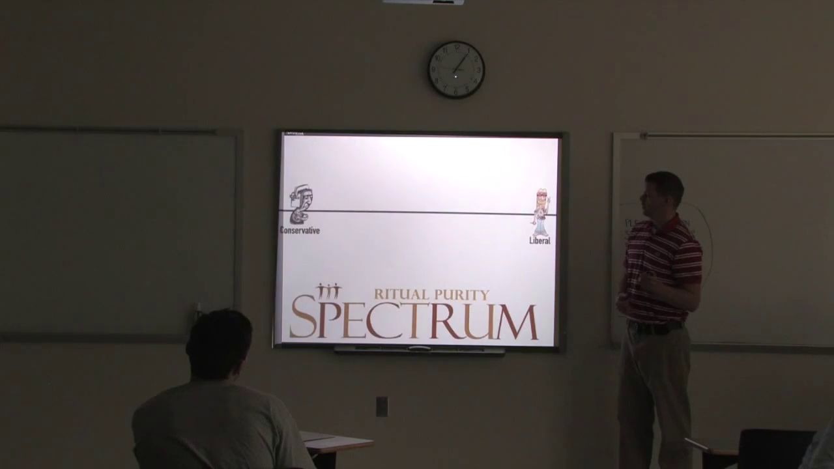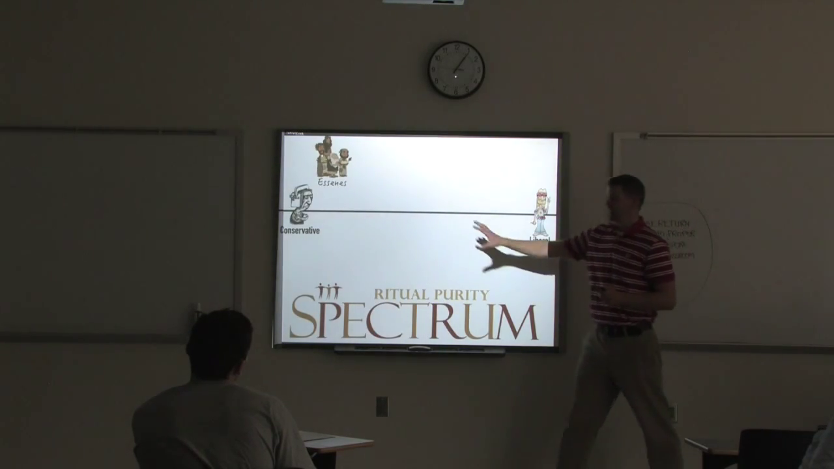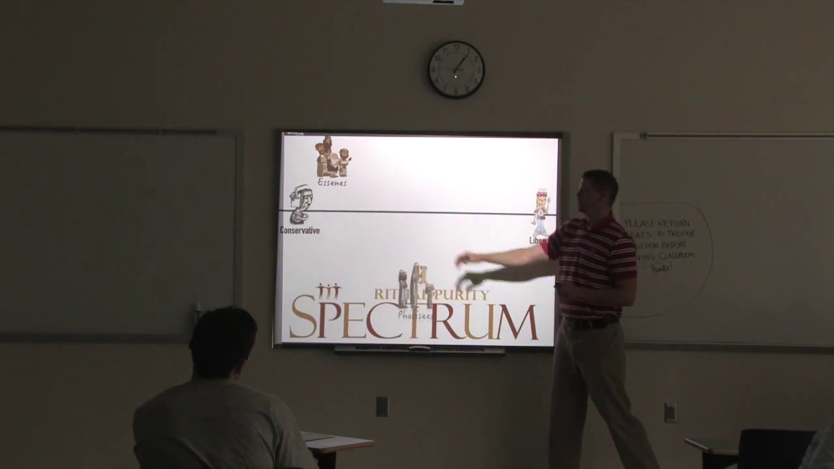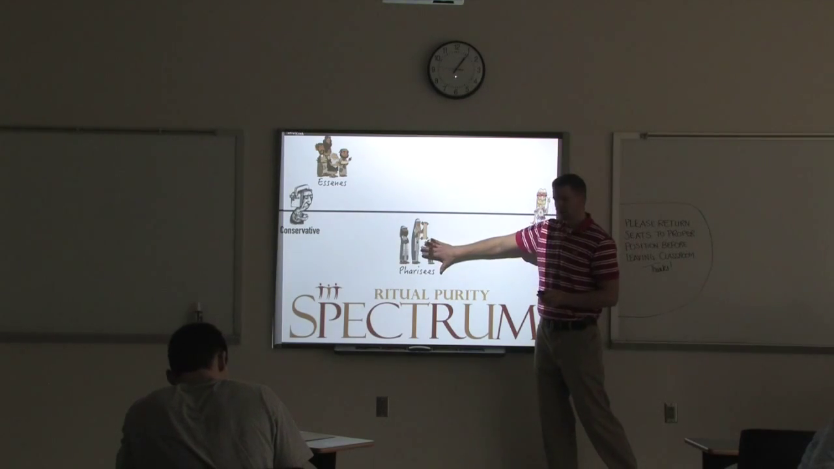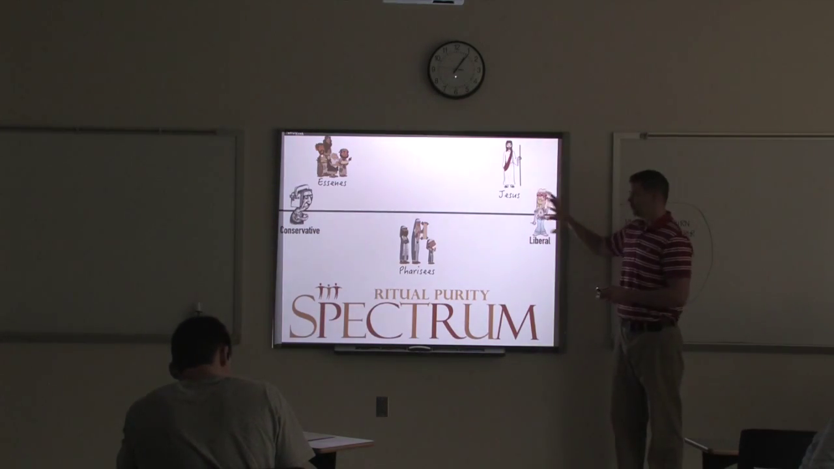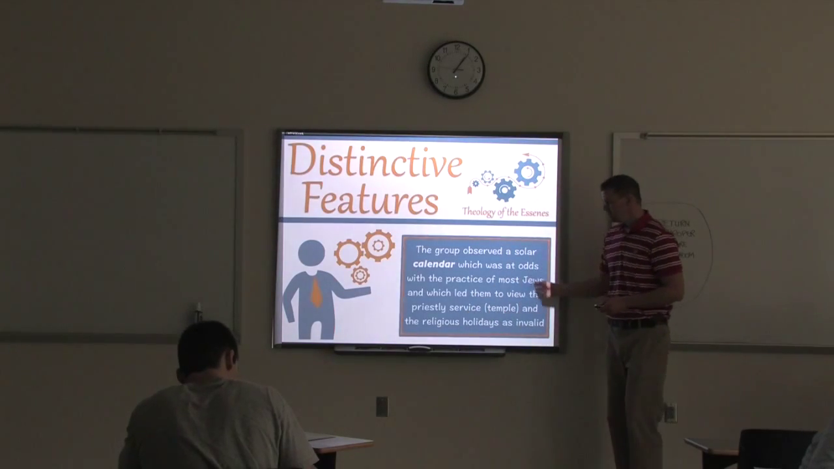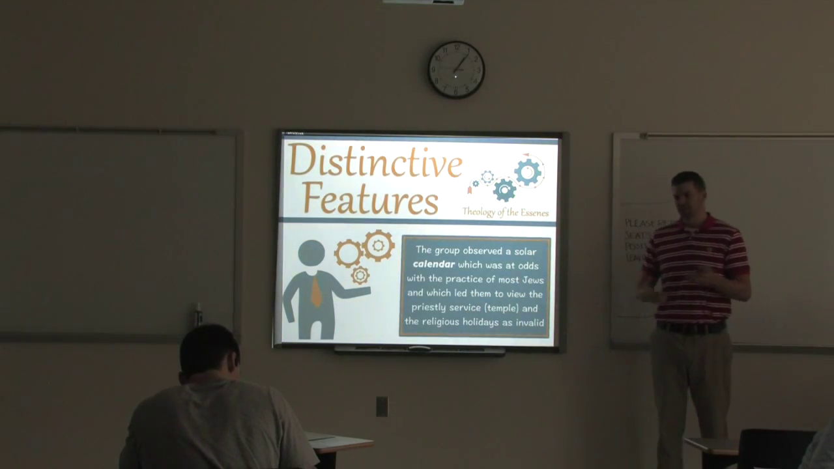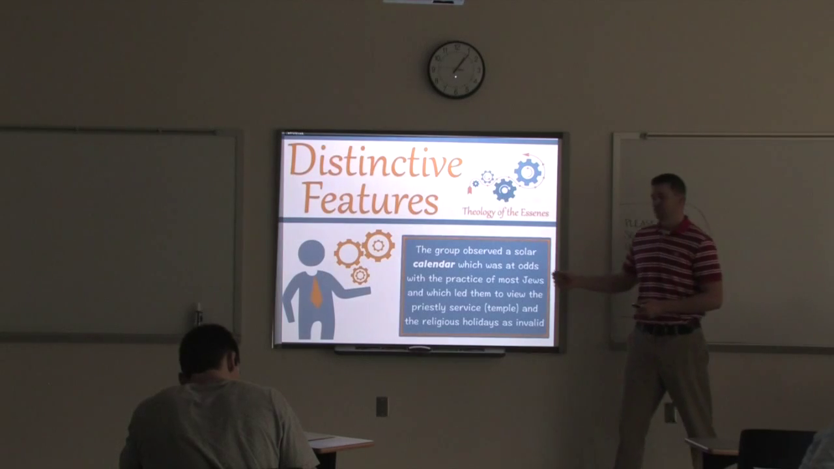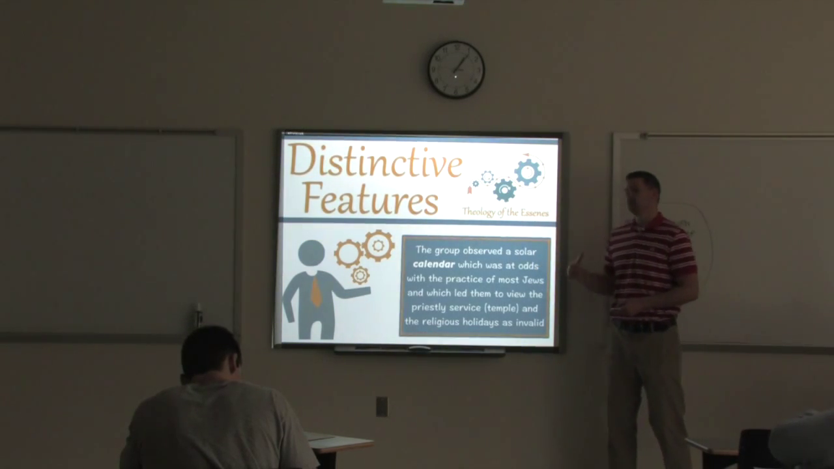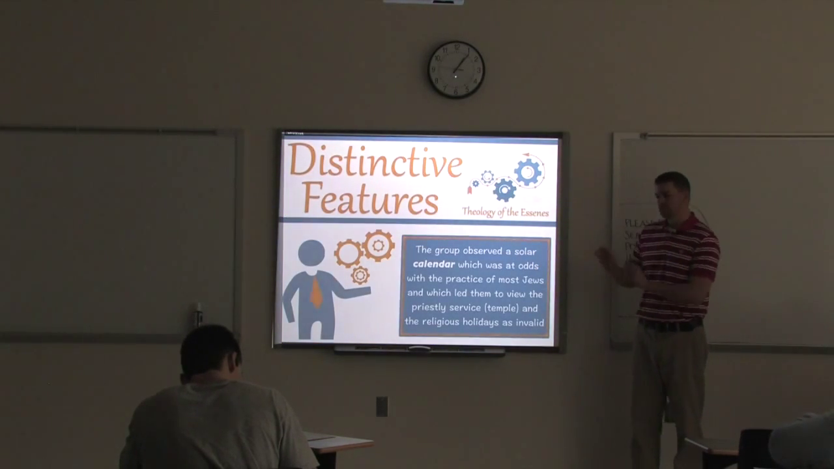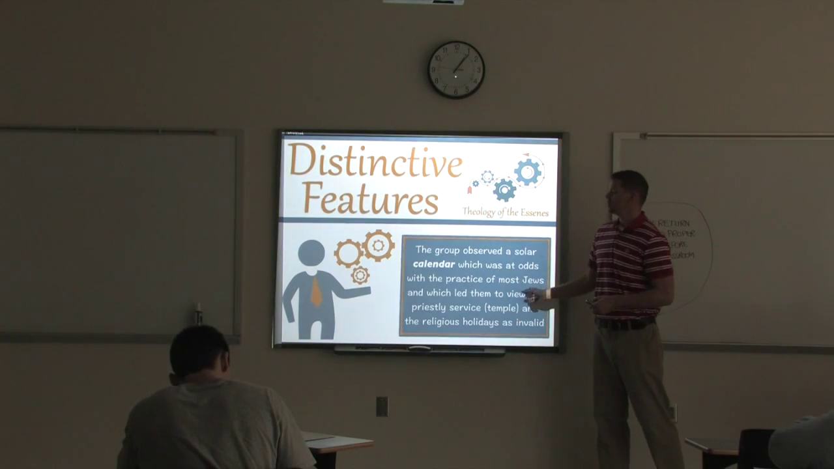Now, the point of this is just to show you that the Essenes were the most conservative of all the ancient groups. The Pharisees, even though they're described as legalists, were on the far liberal wing. The Essenes were the most conservative group. And the last theological distinctive they held to was a different calendar. They held to a solar calendar rather than a lunar calendar, which was different from all other groups of Jews.